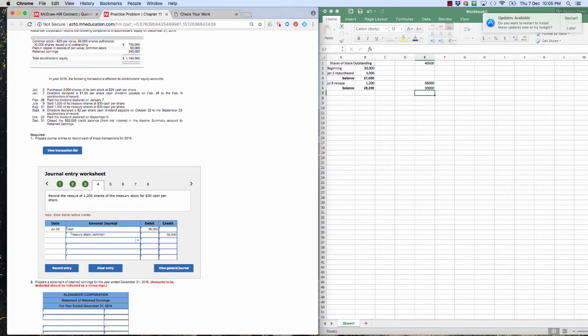So what we have to do now is create a paid-in capital account, just like we would do with common stock, paid-in capital in excess of par. We'll have paid-in capital in excess of par treasury stock, or paid-in capital treasury stock. And we'll credit that $6,000, and that will allow this transaction to balance.